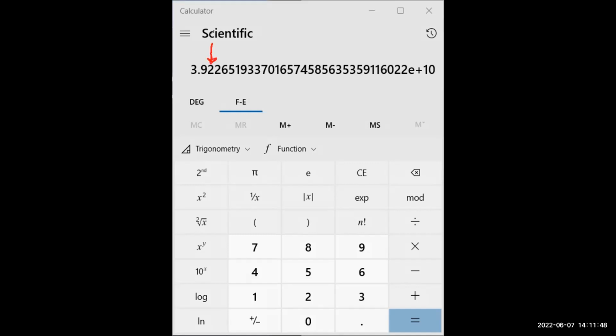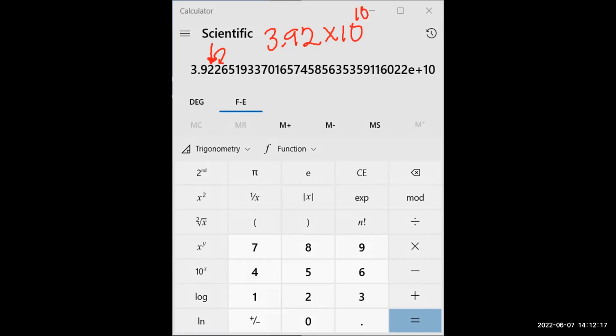So we're gonna truncate right here at the first two. We look at the neighbor. Neighbor is 2, which is less than 5. Therefore, that 2 remains a 2. And so our answer in the correct scientific notation will be 3.92 times 10 to the 10th power. Okay?